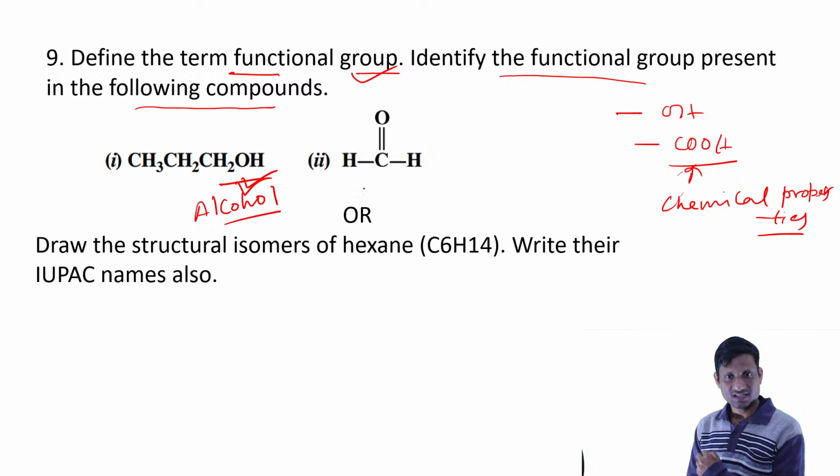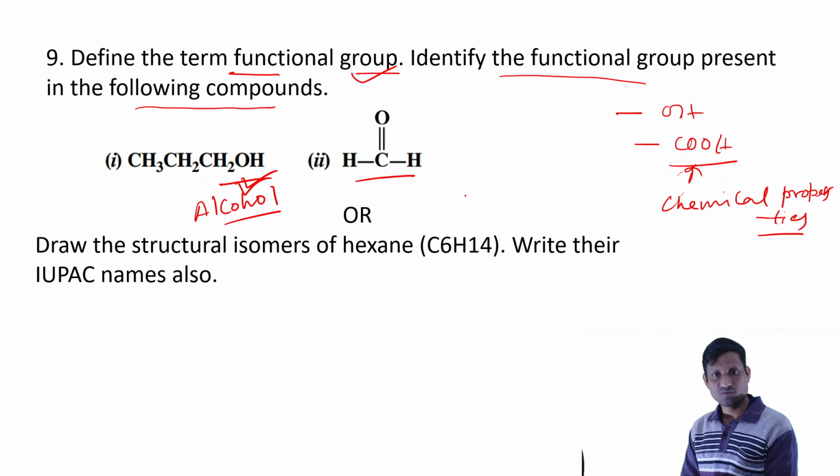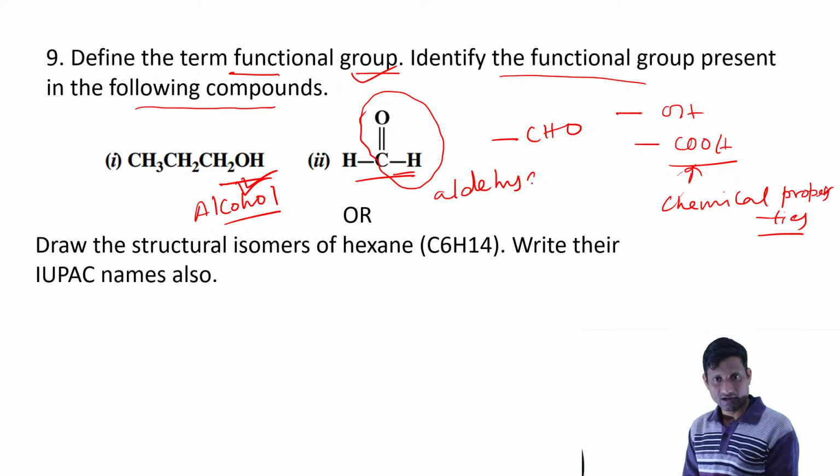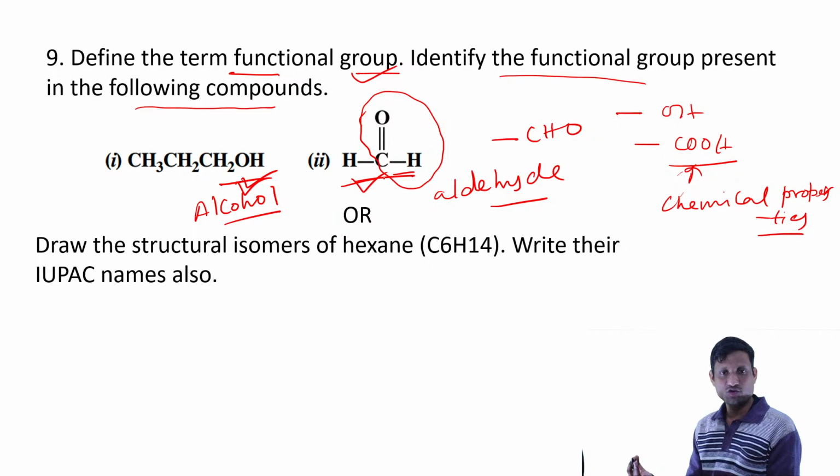And this functional group is the carbonyl functional group, and then we are having one hydrogen atom, so basically this is an aldehyde group. So CHO, we learned CHO is an aldehyde group, and here it is also an aldehyde. The common name is formaldehyde, and the IUPAC name, with one carbon, will be methanal.